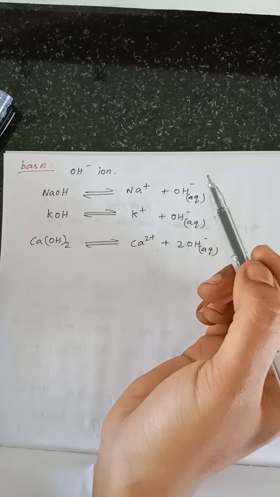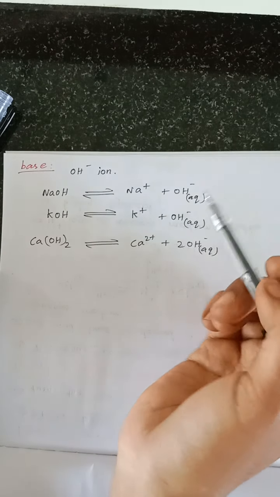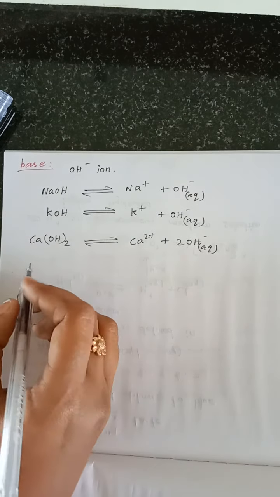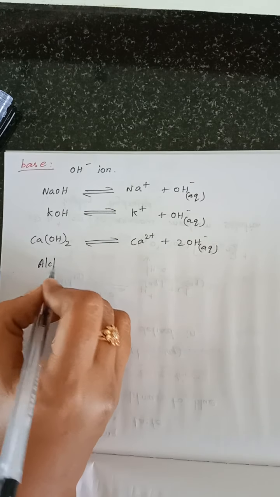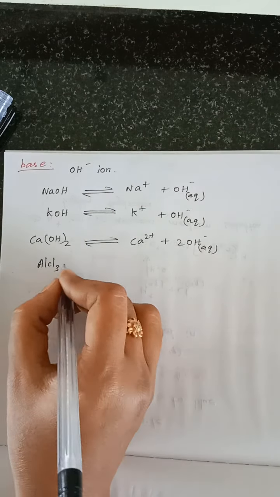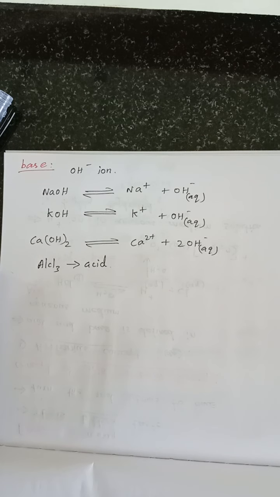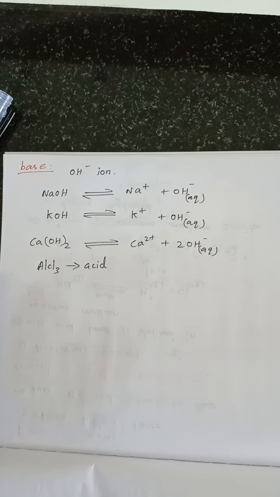Okay, children. Then next, limitation. In this limitation, aluminium chloride. What is the aluminium chloride formula? AlCl3. Aluminium chloride is an acid, but it does not contain the hydrogen ion, only aluminium, Al, and chlorine, Cl.